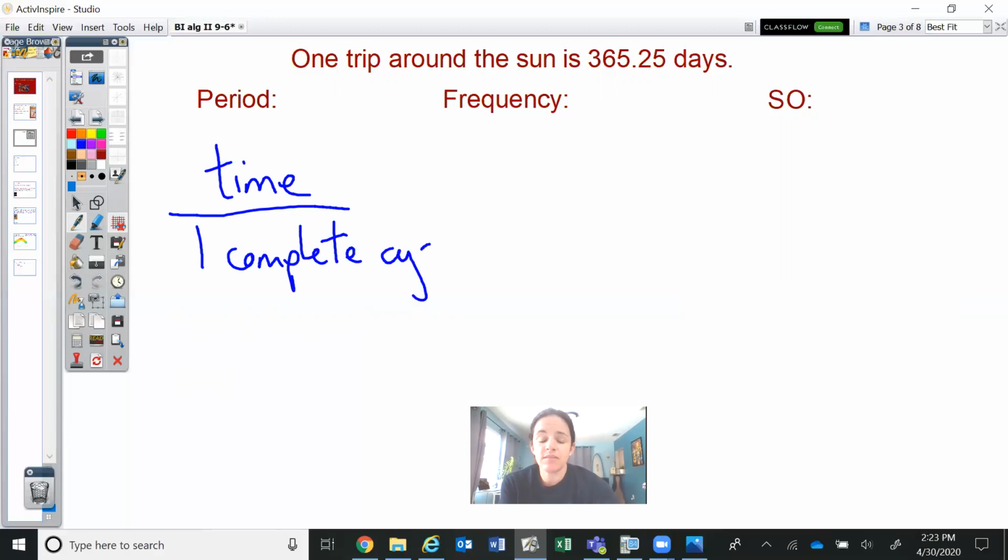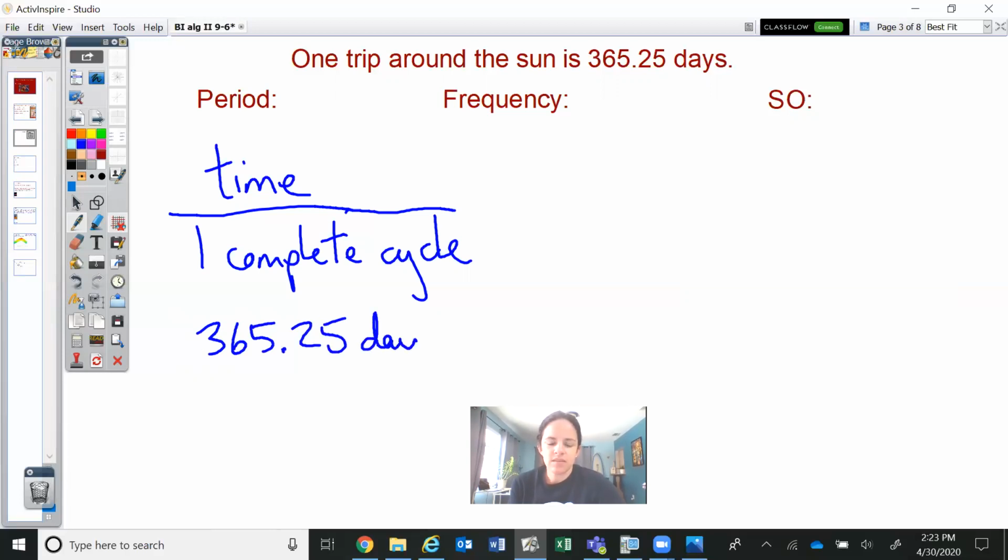cycle, and that's regardless of what the units happen to be, right? So in this example, if one trip around the sun of the earth is 365.25 days, then the amount of time would be 365.25 days per one trip around the sun, right?